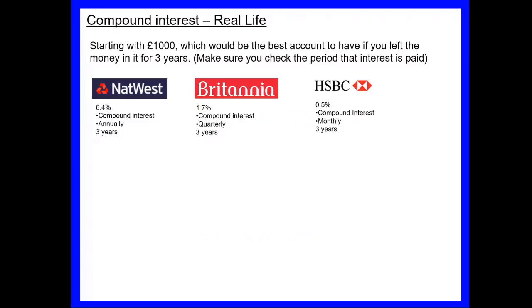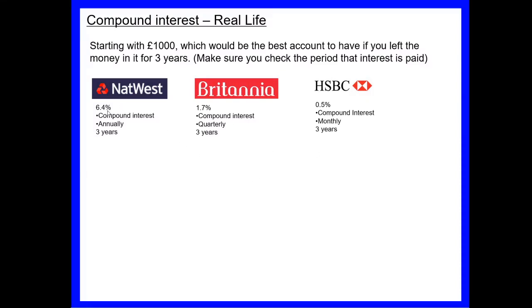Okay, so let's have a look then at where we might want to use this in real life. So we've been given £1,000 and we've got to decide which of these bank accounts is the best one to put our money in for the 3 years. We've made a note here, look, to check the period the interest is paid. So this is something that hopefully you will do at some point before you finish school, is to open a bank account and to decide which is the best one for you. So the best one is usually the one that gives us the most money for the amount that we're putting in. So let's start with the NatWest then.